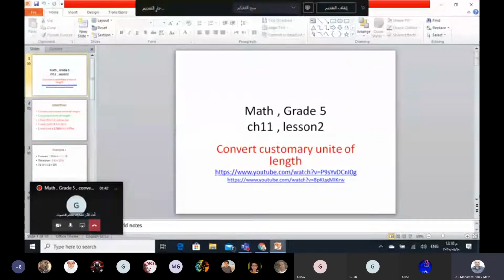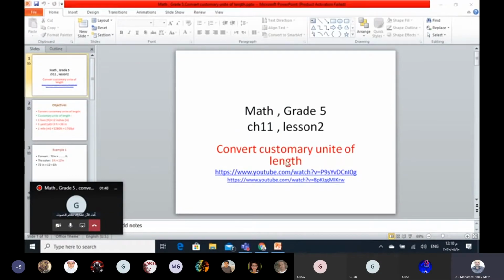Math grade 5. We are in chapter 11, lesson 2. Today we want to learn convert customary unit of length.